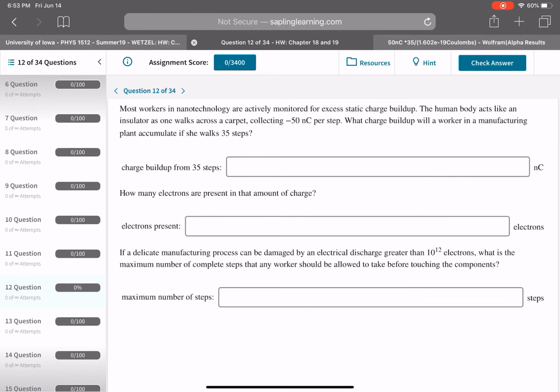And then if you can only go to 10 to the 12 electrons before you've got a discharge that could harm your device, how many steps could you take before you exceeded 10 to the 12 electrons? So you get 50 nanocoulombs per step. If you do 50 divided by 1.602 times 10 to the minus 19, you get that many electrons per step, and then you've got 10 to the 12 electrons, so then you can solve for how many steps you can take before you exceed that, okay?